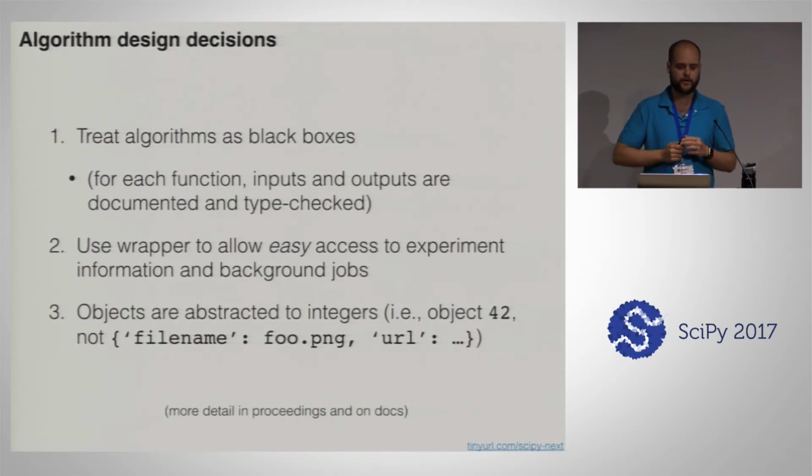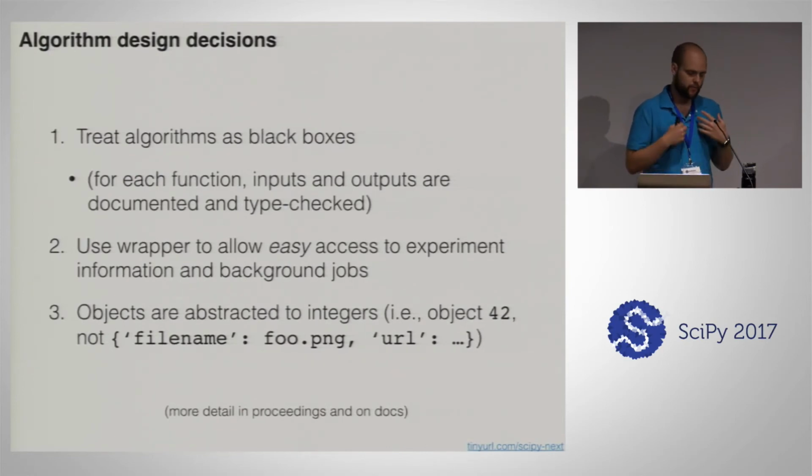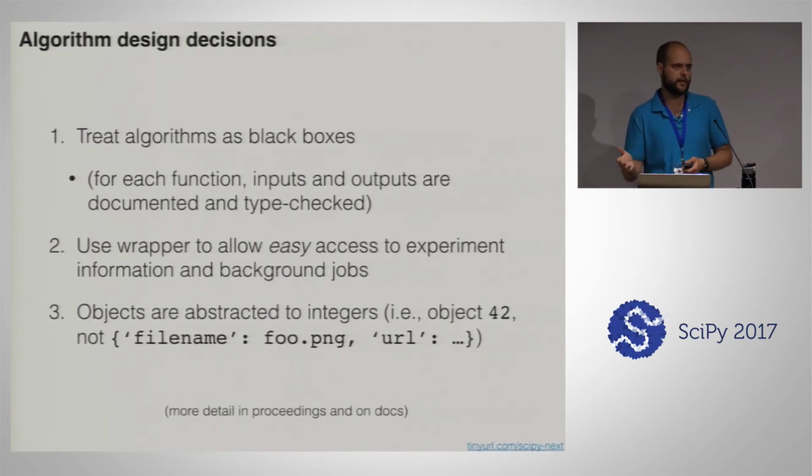The second choice we made was that most adaptive algorithms have to perform 2 tasks. They have to store values and they have to update some model. So what we said is, all right, we'll give you some wrapper around some database and that will allow you to run asynchronous background jobs pretty easily. So we give them this wrapper.